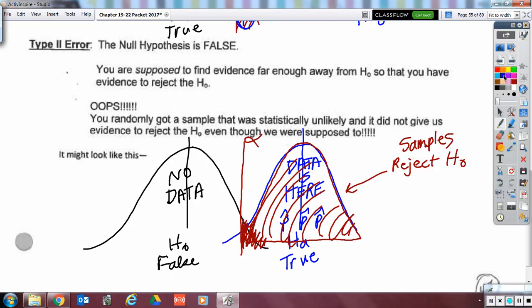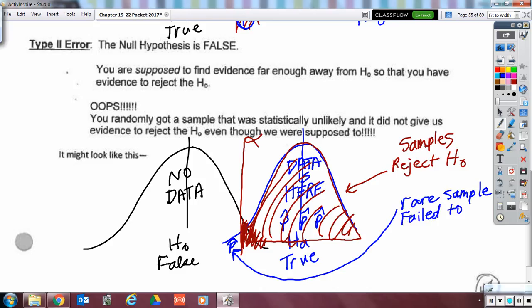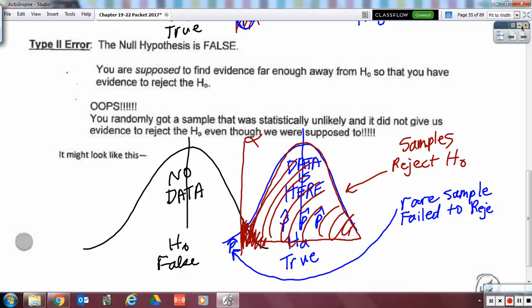But uh-oh, what happened? I got a rare sample right here. So that rare sample caused me to make what decision? It's close to the null, so what did I do? I failed to reject. So I failed to reject a false null hypothesis. Type 2 error, and that's my song.